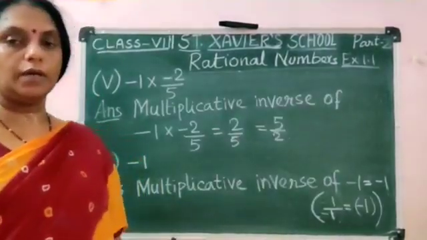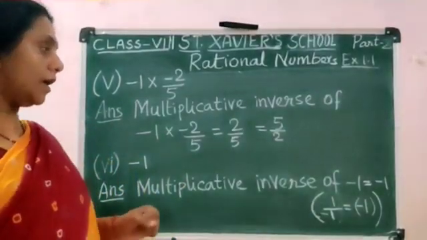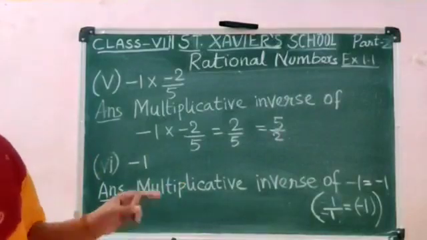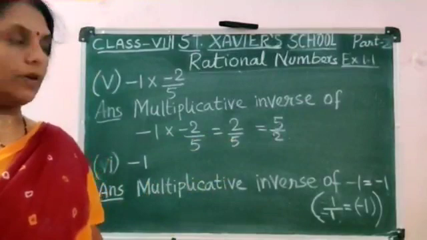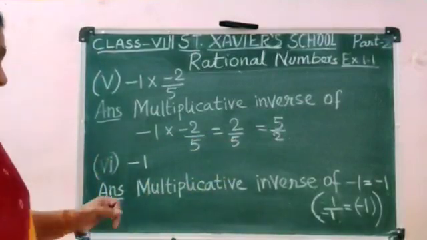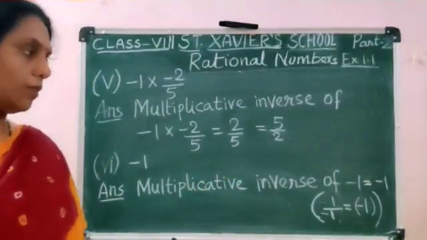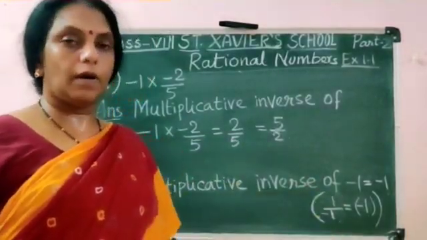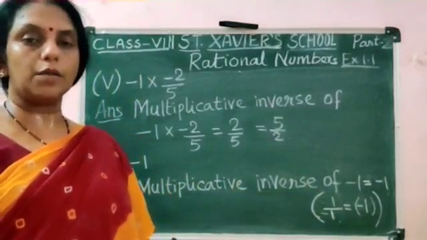Now fifth one is minus 1 into minus 2 by 5. So the multiplicative inverse of minus 1 into minus 2 by 5: minus 1 into minus 2 will become 2. 2 ones are 2. 2 divided by 5, that is equal to 5 by 2. Sixth one is minus 1. The multiplicative inverse of minus 1 is minus 1. So how is it? Minus 1 by 1 will become 1 by minus 1. 1 by minus 1 is equal to minus 1.